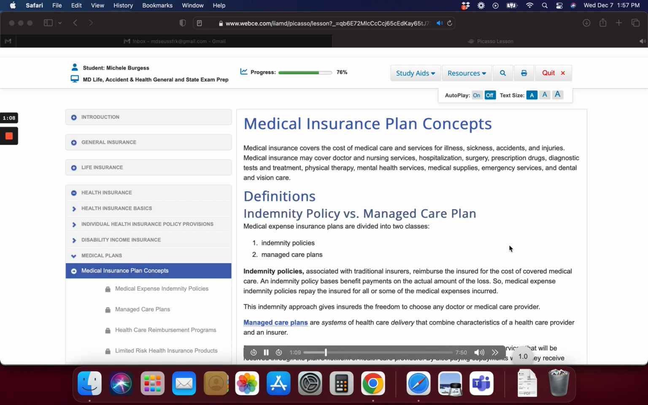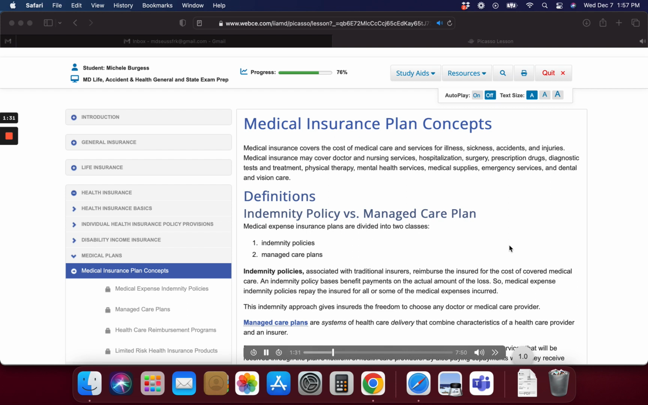Managed care plans are systems of healthcare delivery that combine characteristics of a healthcare provider and an insurer. Premiums paid for a managed care plan are treated as prepayment for medical care services that will be received through the plan's network of healthcare providers. By also paying co-payments when they receive these services, plan members share the cost of care with the insurer.